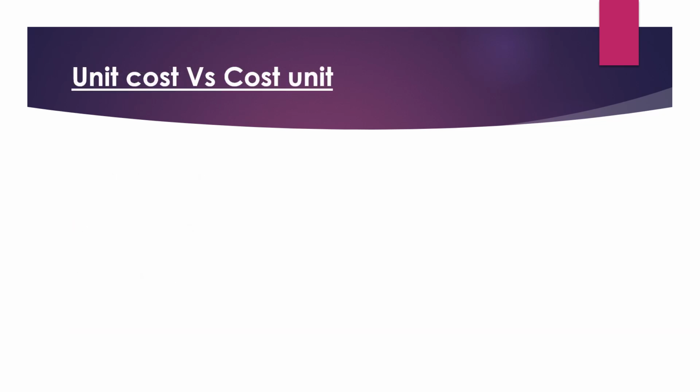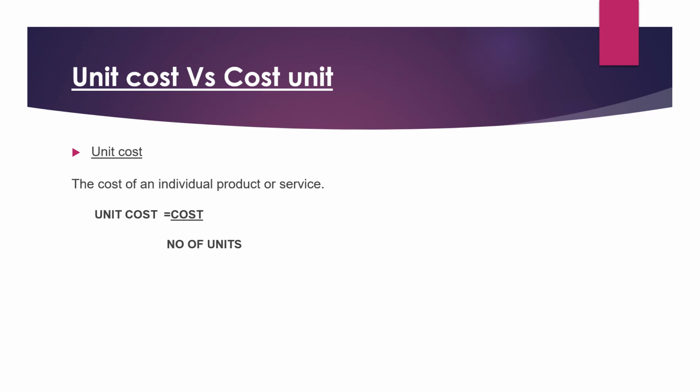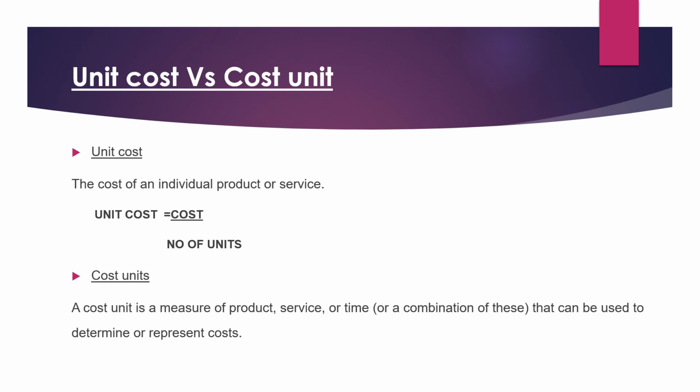Now let's look at the difference between unit cost and cost unit. Unit cost is the cost of an individual product or service. It can be calculated by dividing the cost with number of units, whereas cost unit should always be related to some object or item or function or a service. A cost unit is a measure of product, service, or time that can be used to determine or represent cost.